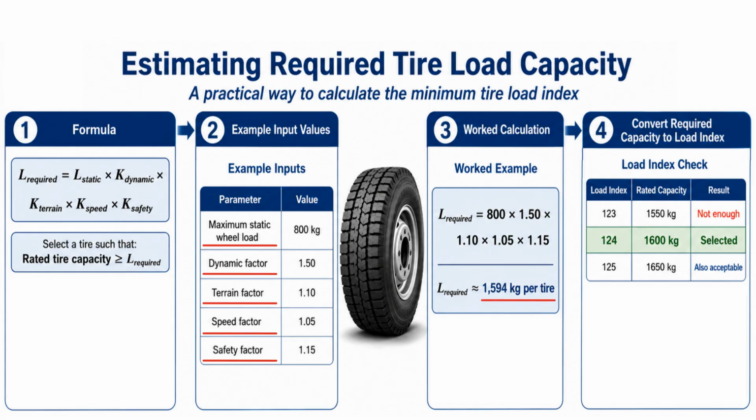Multiplying these values gives a required capacity of approximately 1,594 kilograms per tyre. We then compare this result with the standard load index table. Load index 123, rated for 1,550 kilograms, is insufficient. Load index 124, rated for 1,600 kilograms, is the first value that meets the calculated requirement. Therefore, the minimum recommended load index is 124.